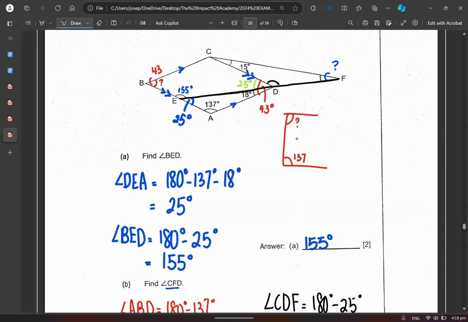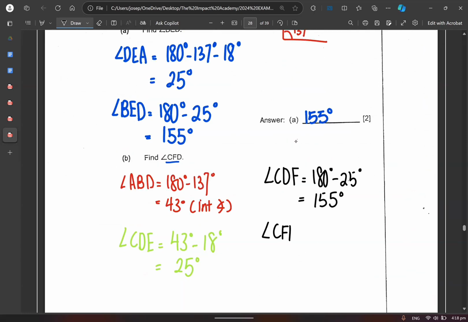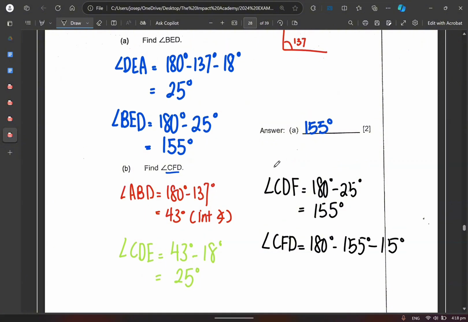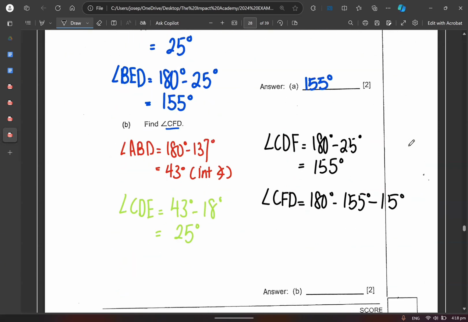Now, because you know that this is 155 degrees, which is amazing, your job really is to find out what angle CFD is. Angle CFD equals 180 degrees minus 155 degrees minus 15 degrees. What do I mean by that? How do I know that? Because this is a triangle, right? So we can find out that part. 180 minus 155 minus 15. And that is the answer for this question.